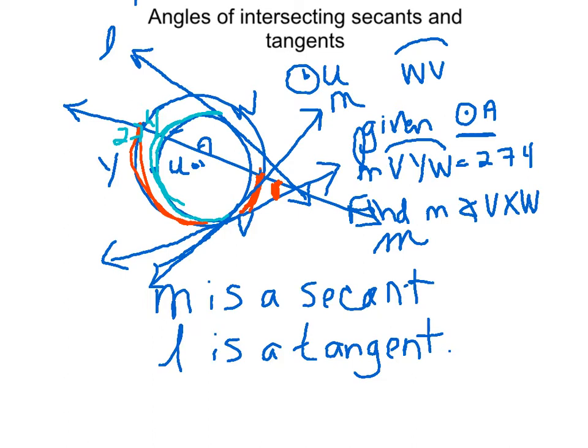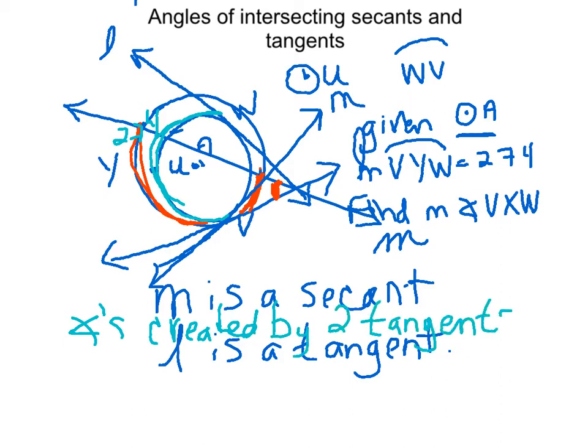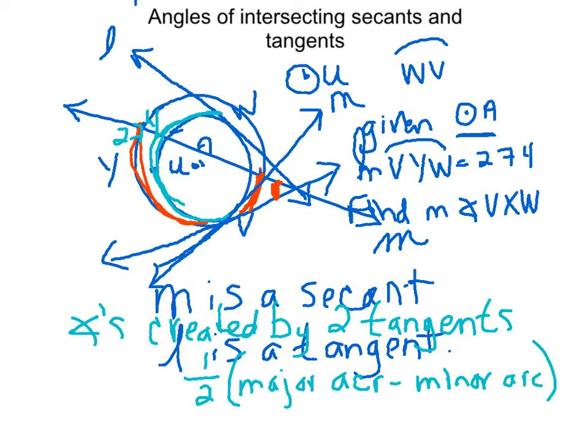What we're going to find out is that the angle created by two tangent lines has a formula, and it's going to be 1/2 the major arc minus the minor arc. So we have the major arc that they gave us, 274. The minor arc is right here, WY.